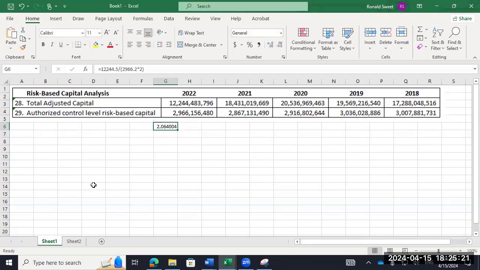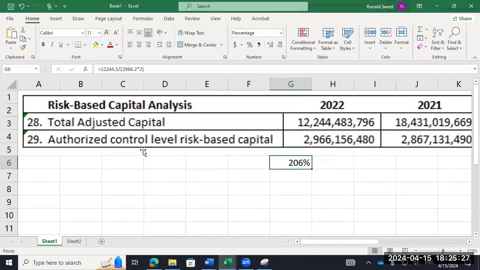What did y'all get? 2.06. 2.06, 200, and you actually put it as percent. So they say it's 206% risk-based capital ratio. Any questions on that one? That one's somewhat of a gimme.